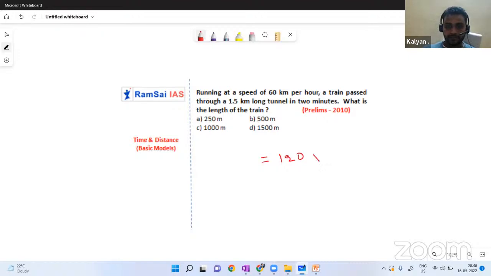It is a bit late. Okay. 120 seconds. 60. Can I write it as 5 by 18? I'm just converting into meter per second. But the total distance is 1.5 kilometers, means 1500 meters. Yes or no? Why is it too late? Too slow. See, I'm writing, but it is not visible. It's okay. Plus length of the train.